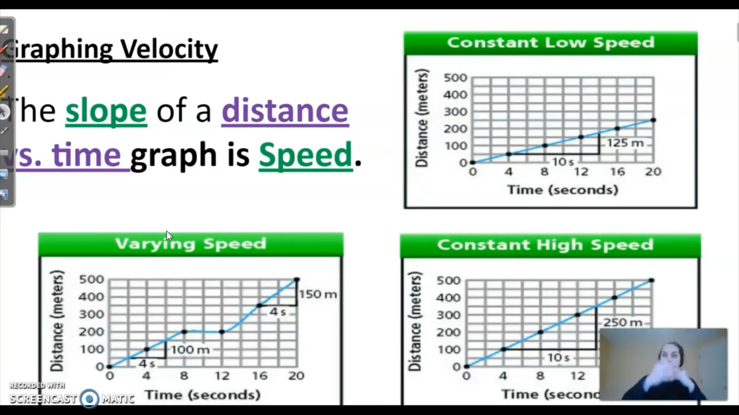So we are increasing that speed. Varying speed would be, sometimes you're going at a constant speed, then you're stopping, then you're going again. So we see that the slope of our distance versus time graph or our position versus time graph is going to read as our speed.